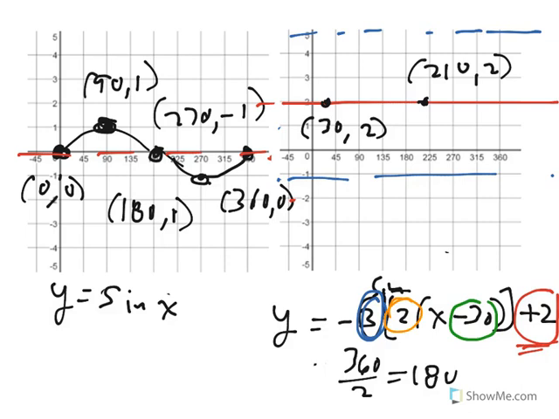Now for a sine curve, if it starts on the midline and ends on the midline, it also goes through the midline halfway between those 2 points. I'll take the average. 210 plus 30 is 240, divided by 2 is 120.